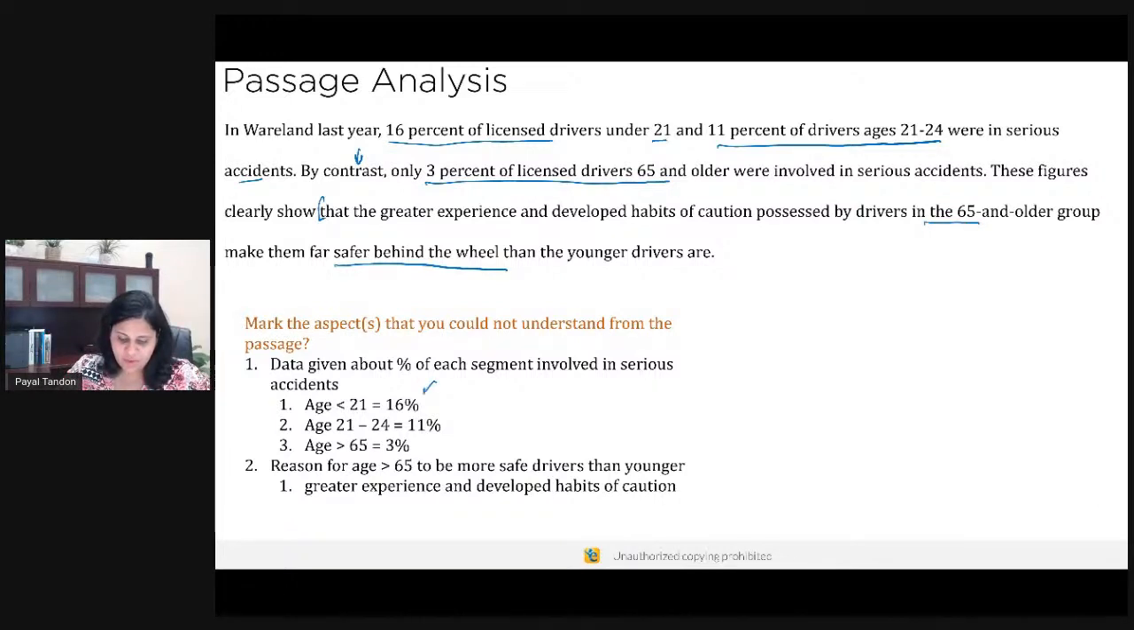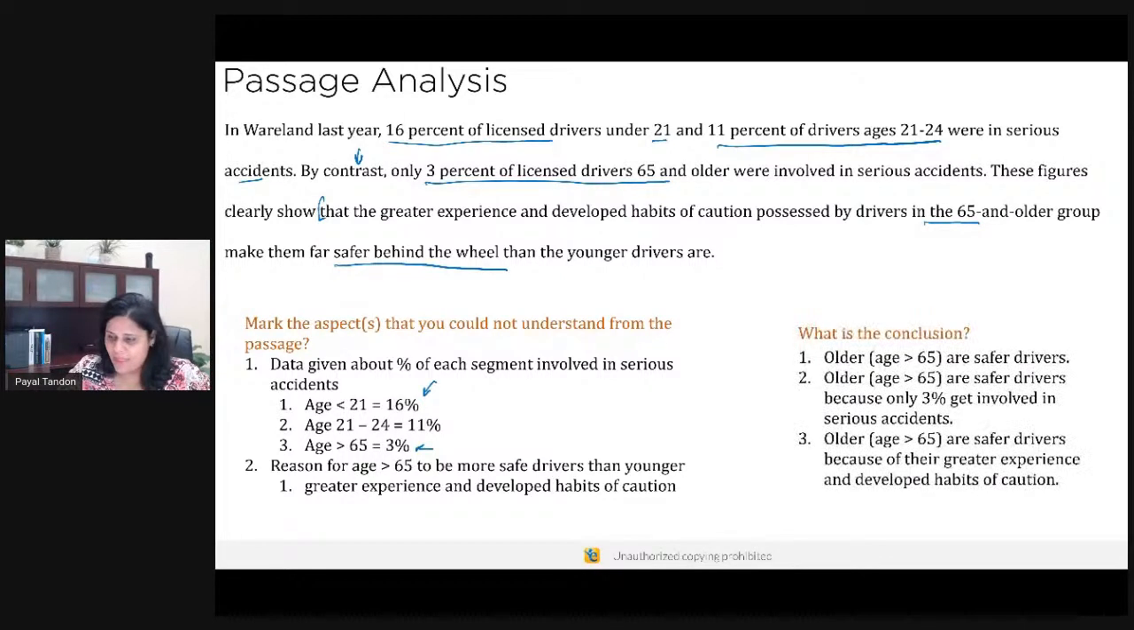Age less than 21, 16% of them get into serious accidents. More than 65, only 3%. The reason for older people to be safer drivers than younger people is greater experience and developed habits of caution. Tell me, were you able to get everything? Most likely everyone would have been able to get everything from this passage. The passage itself is not difficult, so I think it's a safe assumption that everyone got everything from the passage.